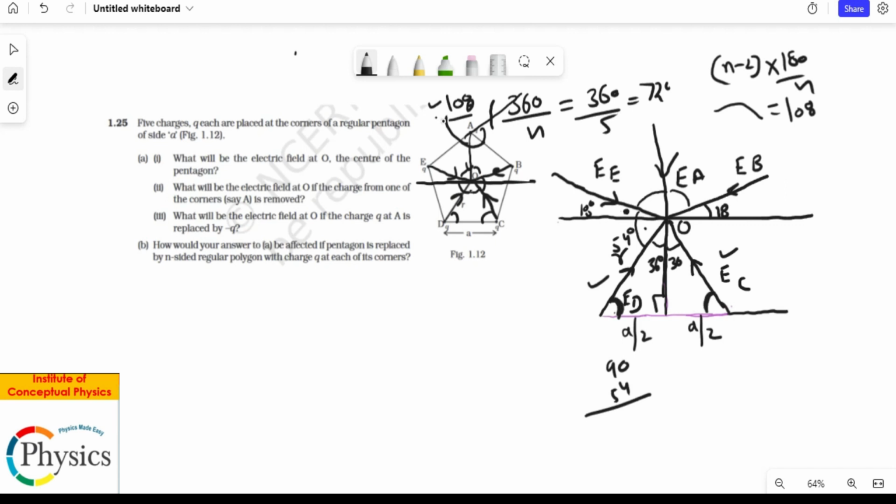If you go to EB, for example, EB is at 18 degrees, so you can do resolution of EB in two parts, which is this and this. Now look at EE. EE again is at 18 degrees. You can do resolution of that also, and this is vertical, so you don't really need to do any resolution. Now if you get the angles, then what is left is analysis.